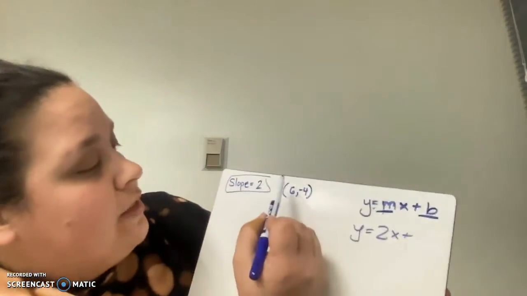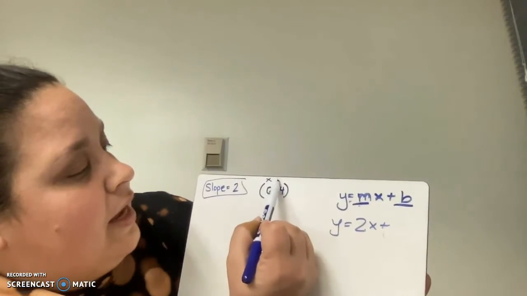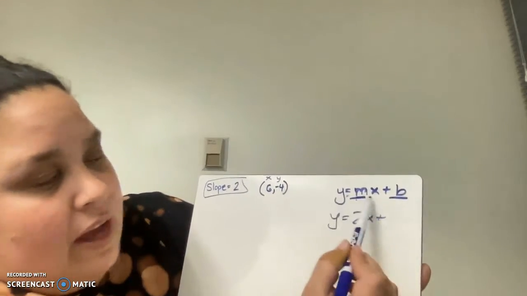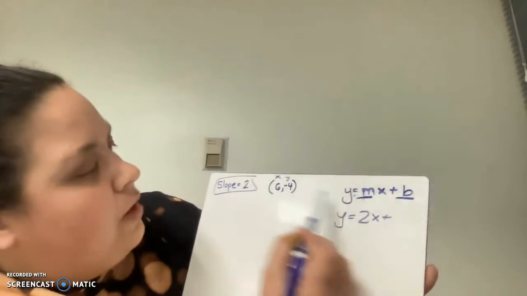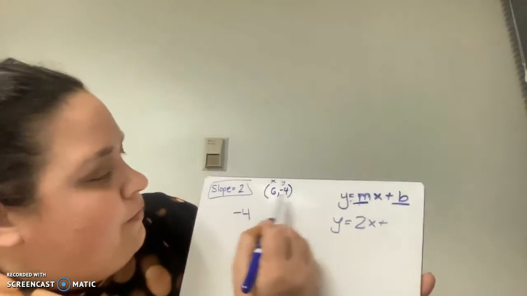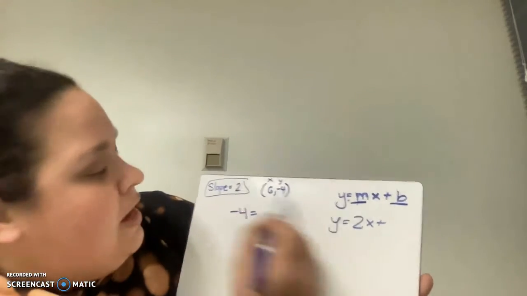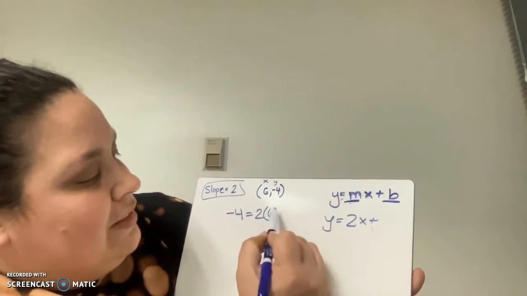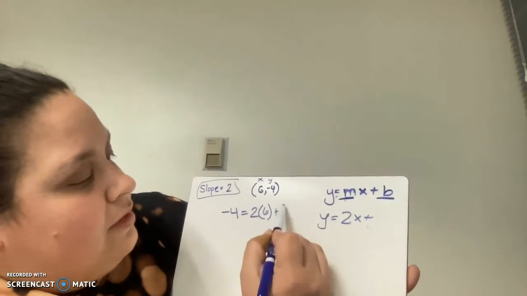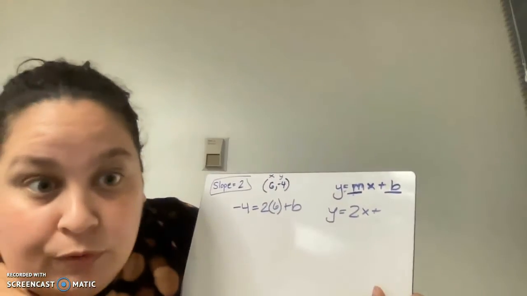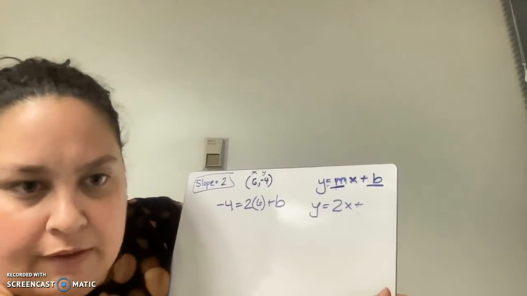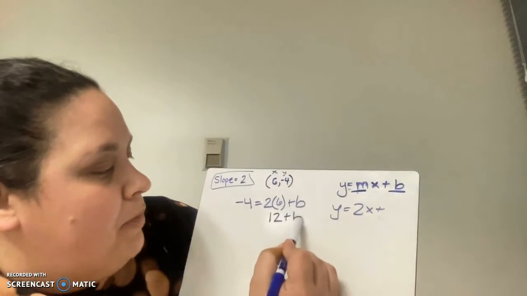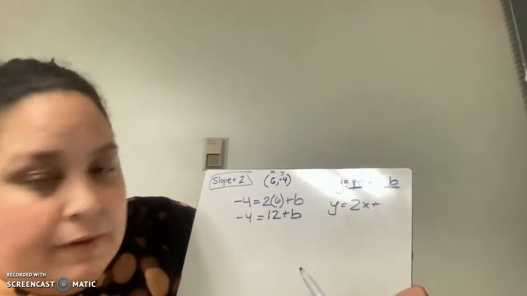So what I can do is, because I have a point, I'm given an x and a y. So I can take those and I can plug those in for this x and this y in this equation. So I'm going to start with my y, which is -4, equals, and then my m, which I know is 2, my x, which I know is 6, and then plus b. This is going to help us solve for b, so that way we can plug it in over here and have our answer. So 2 times 6 is 12, plus b equals -4.